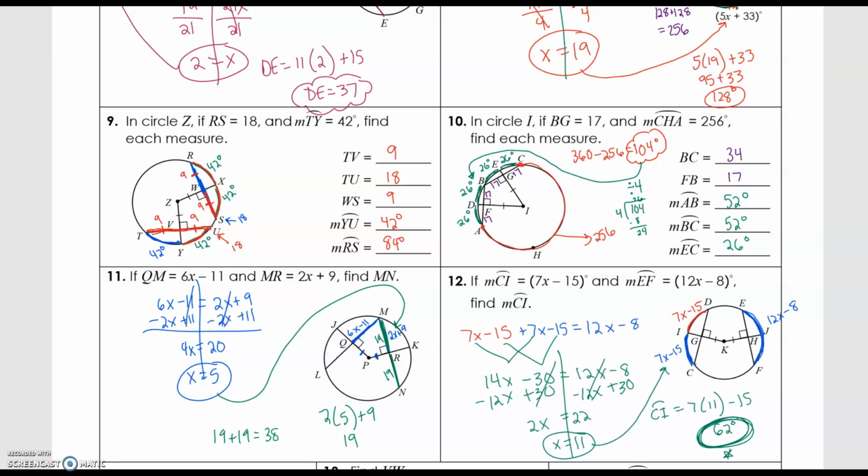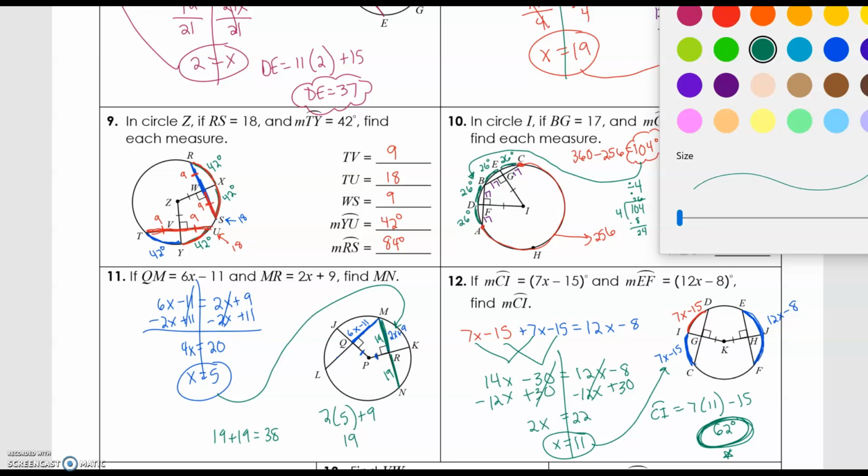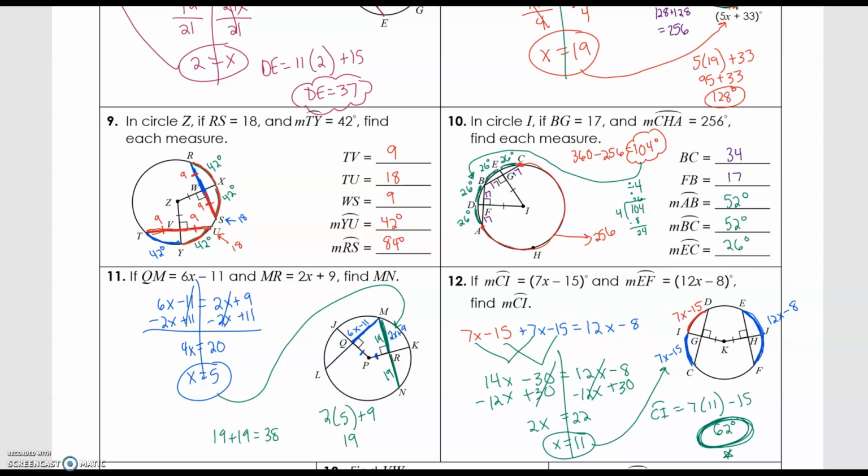Okay, you guys, and then just to recap number 12 in case you didn't get it right. Basically, they tell you that CI, this little arc, is 7x minus 15, and then EF is the bigger arc. So they are not congruent, but because of this little tally mark here, I know that DI is the same as CI. So I just wrote 7x minus 15. There's different ways that you could figure this out, especially if you're really good with algebra. So as long as you got 62 degrees, you're good.